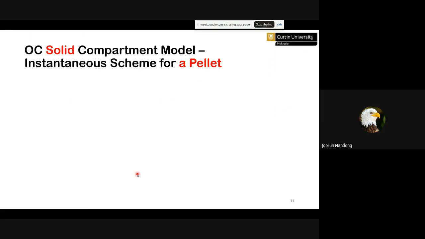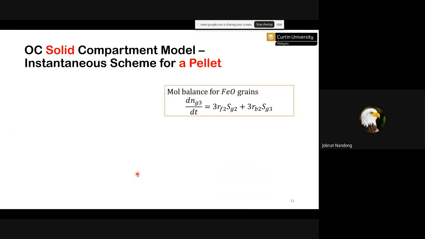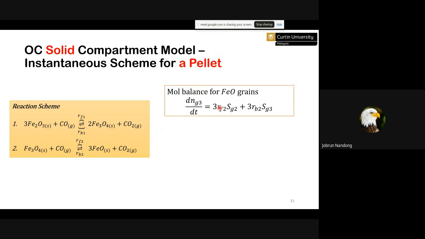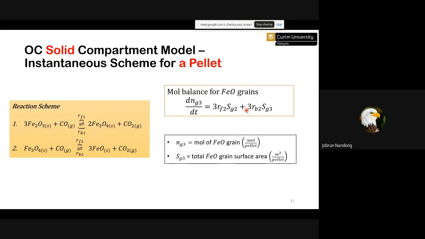Now, finally, we move on to the third species for that grain, which is FeO. Again, we write it as before. This time we get 3 because only reaction 2 produces FeO. So that's why we have reaction 2, RF2 and RB2. So the stoichiometry for that is 3. Yeah, so we'll multiply with 3. Again, this is for a pellet. Later we modify it again.